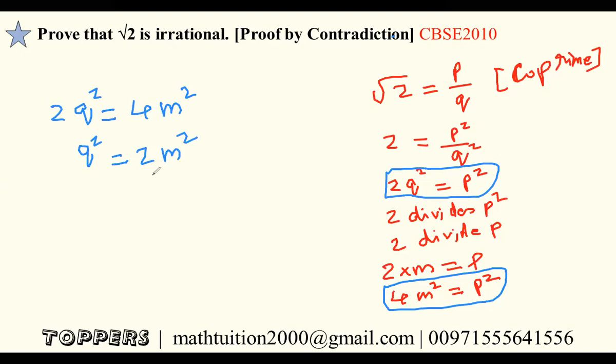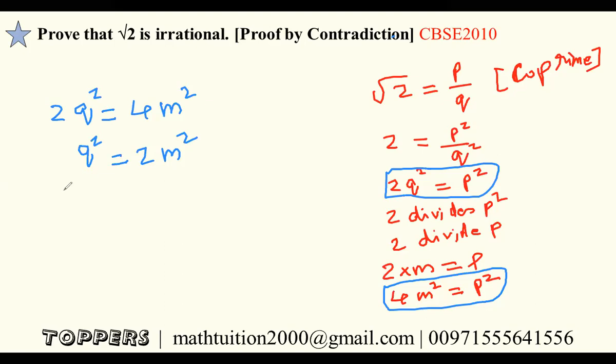Now q square equal to 2m square means what? 2 times m square, 2 into m square is q square. It means 2 is a factor of q square. M square is also a factor of q square. It means 2 divides q square. M square also divides q square. Or q square is divisible by 2. Q square is divisible by m square. All these we can say.